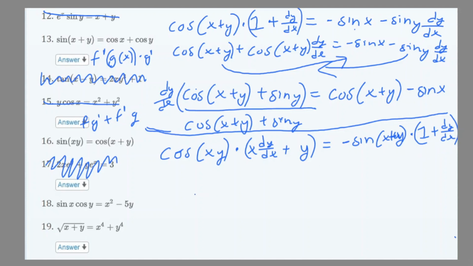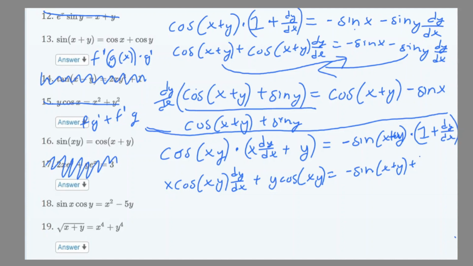And now what we want to do is just multiply out everything, which is going to be a bit of multiplication. So we're going to have x cosine xy dy dx plus y cosine xy. And then on the right side, we're going to have negative sine x plus y, or plus negative sine x plus y dy dx. I don't have space to write it there, but dy dx goes to that.